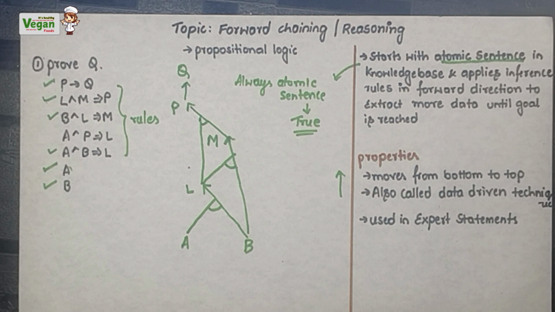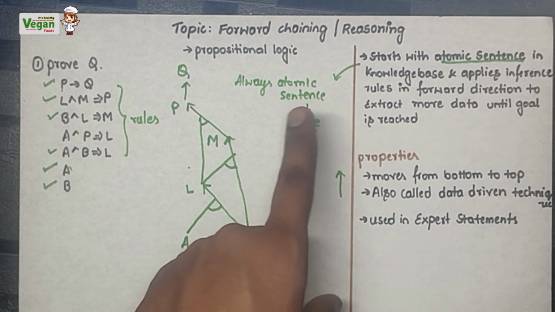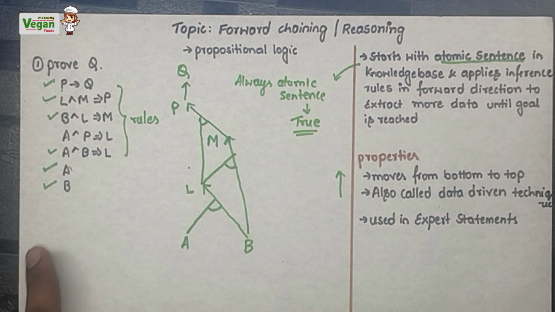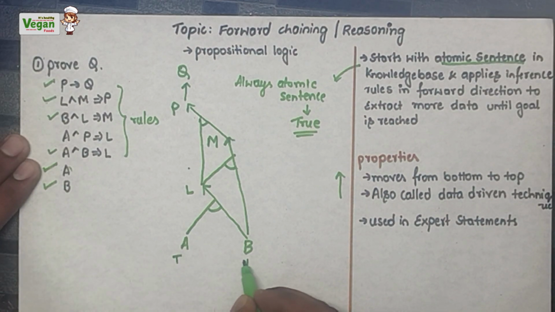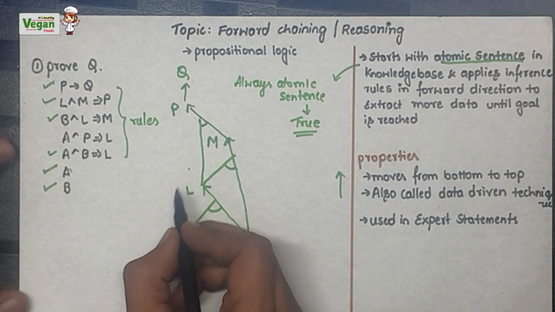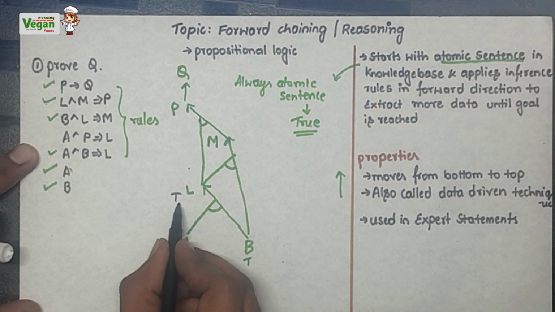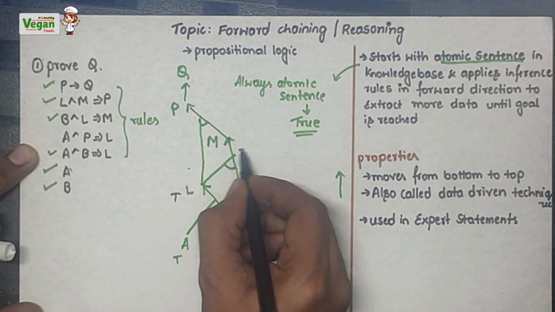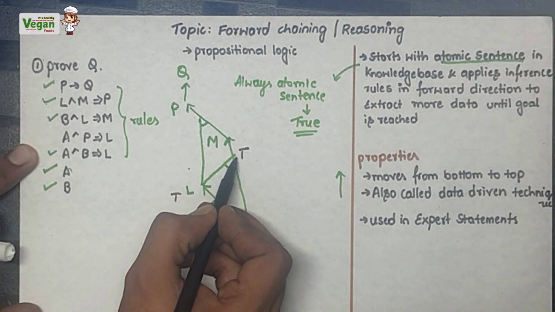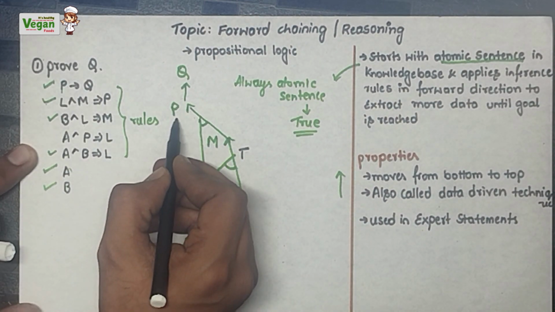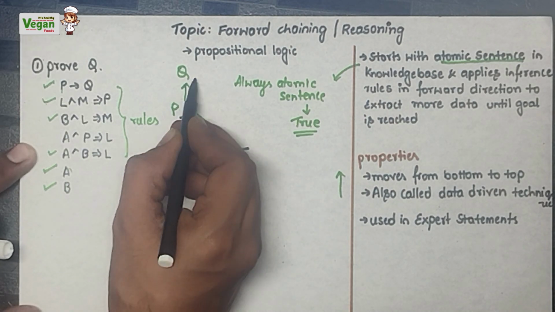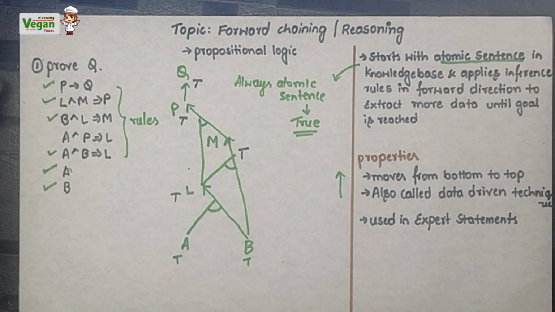You stop here. As I said at the start, the atomic sentences are always true. If A is true and B is true, then L will be true. Since L and B are true, M will be true. Since M and L are true, P will be true. Since P is true, Q is true. Now we proved Q is true. So this is the forward chaining or forward reasoning for the given question.